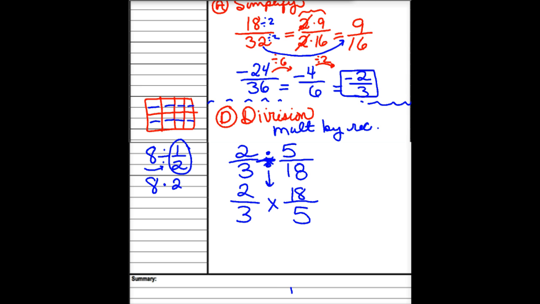Now I'm at a multiplication problem where I can cancel anything top to bottom. Are there any 2's living on the bottom? No, siree. Is there anything in 18 that's living on the bottom? Yes, over here. I can take a 3 out of both of these. Now I multiply straight across. 2 times 6 is 12, and 1 times 5 is 5.